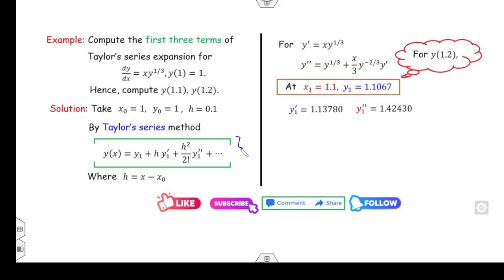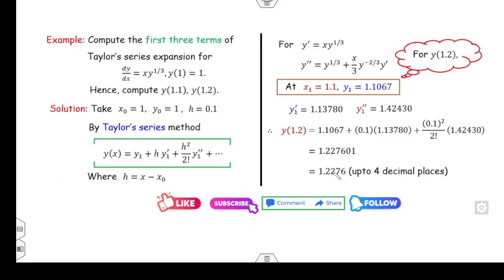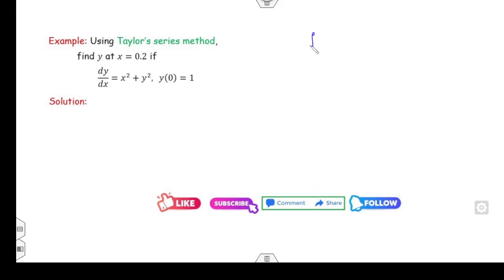Fine. Substitute again in the given equation for y at the point 1.2. Remember, now it's y1. y1 will be 1.1067 plus h, which remains the same because h will be 1.2 minus 1.1, that is again 0.1. Now substitute the values. You can do the calculation up to 6 decimal digits and finally round off to 4 decimal places. Okay, can you apply the Taylor method again? Yes.